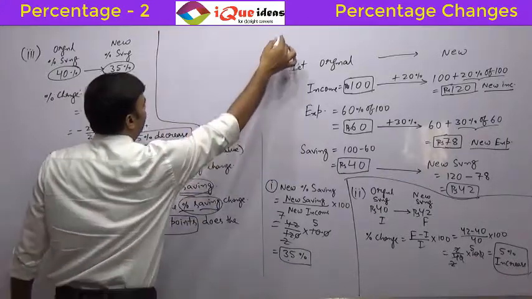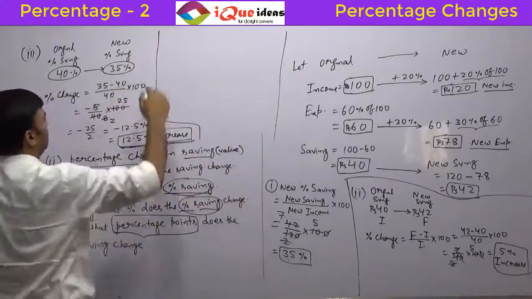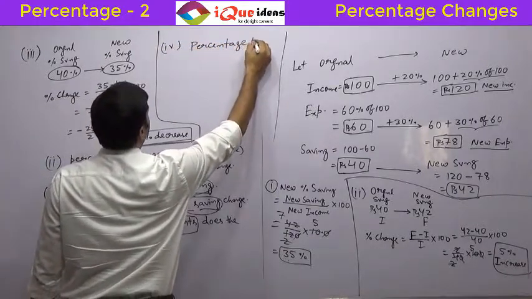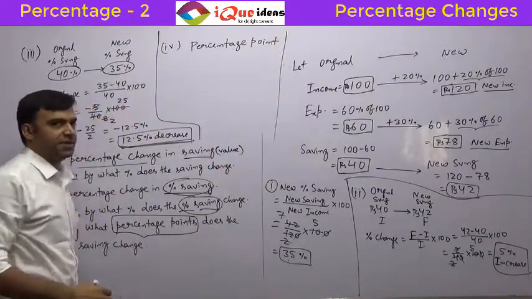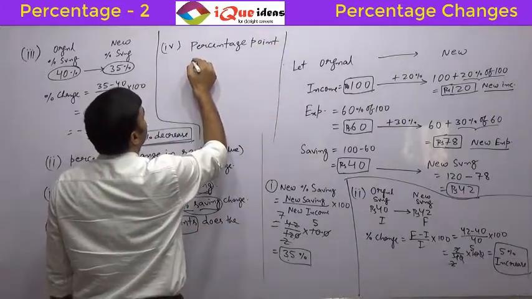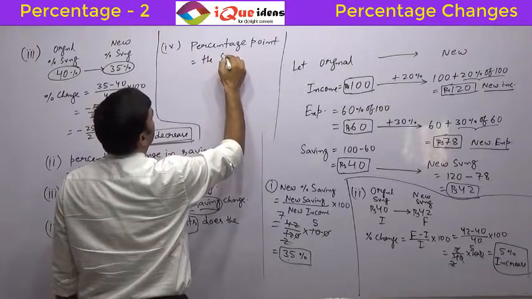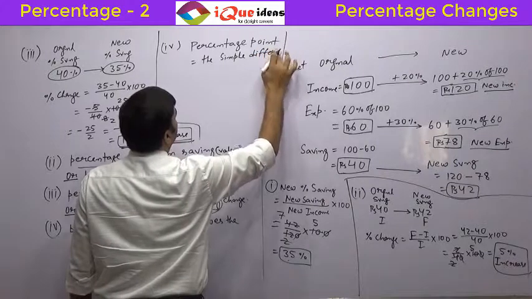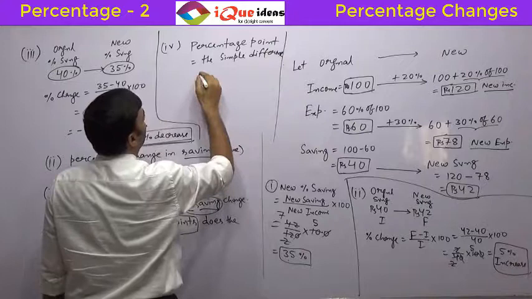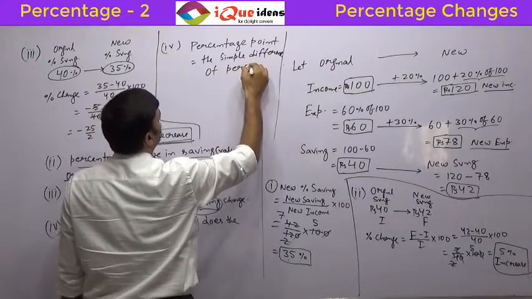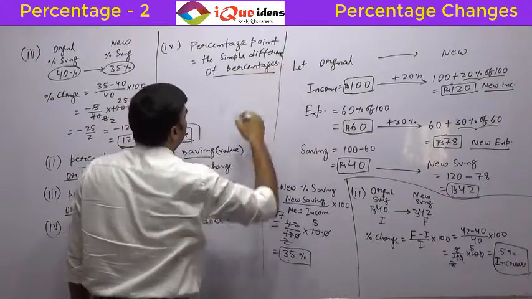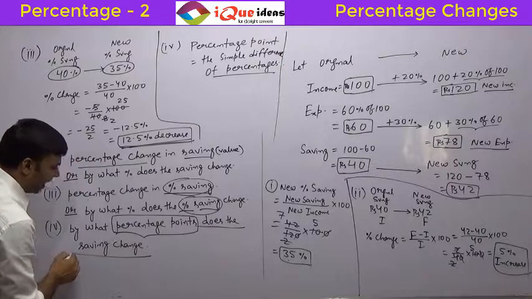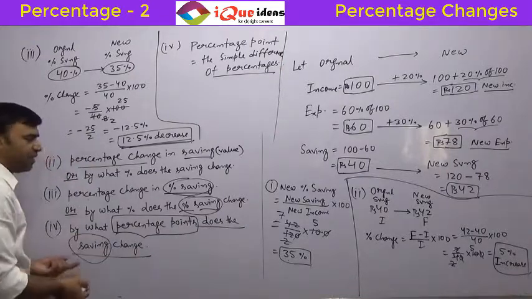And then the fourth one. The fourth one is just a term that needs a definition. Percentage point. Percentage point is a simple difference of percentages. Remember, percentage point is equal to the simple difference. By default, it is the simple difference of percentages. Right? And it's saying percentage points does the saving change. So whether it is mentioned or not, it has to be taken as percentage only.